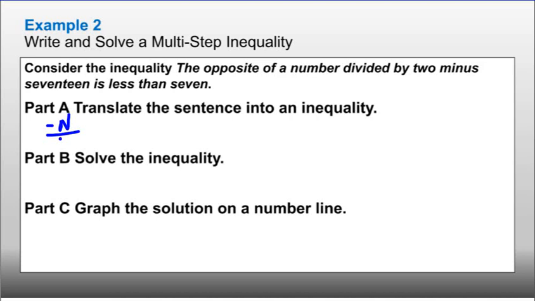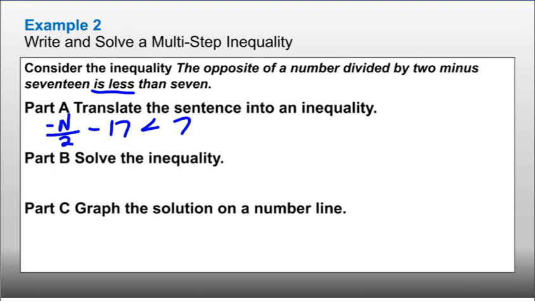So if I divide that by 2, minus 17 is, in math, means equals, less than 7. Is less than 7, so "is" would be less than. Is less than 7. Part B, we need to solve that.